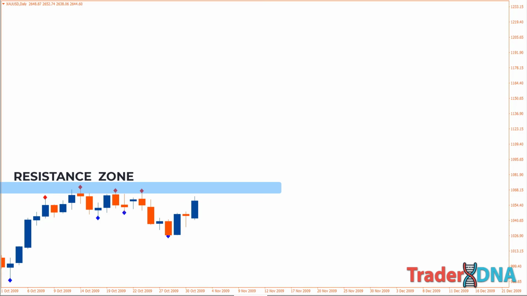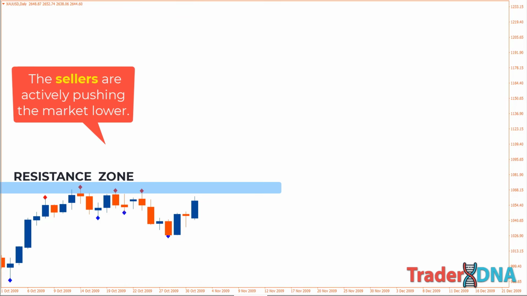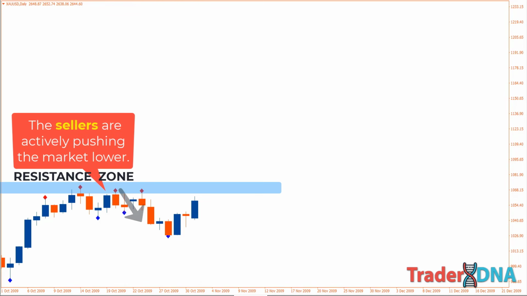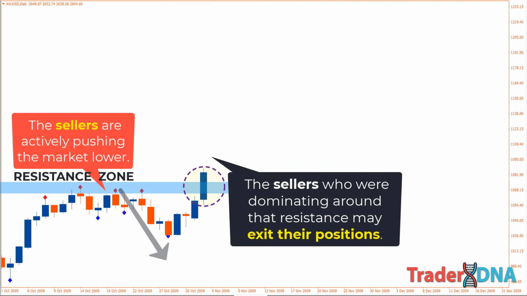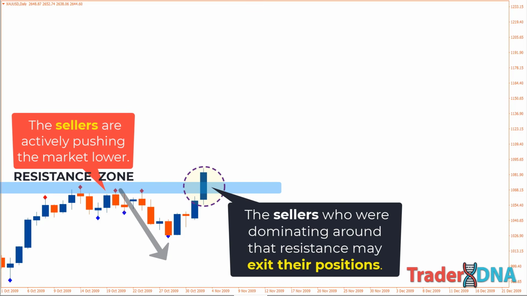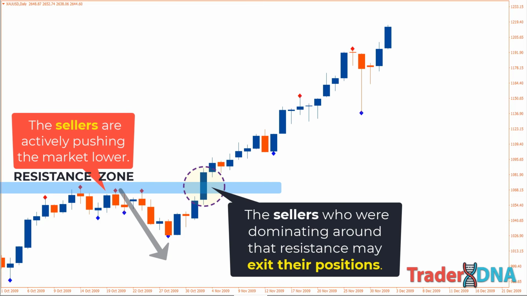When a price level leads to a decline, it typically indicates that selling pressure is concentrated around that area, as sellers are actively pushing the market lower. However, if the price manages to break through this level, it signals a shift in market dynamics. The sellers who were dominating around that resistance may exit their positions, resulting in a reduction of selling pressure. This, in turn, paves the way for increased buying activity, as buyers take advantage of the breakout and push the price higher. The same principle applies to a short setup, but in reverse.